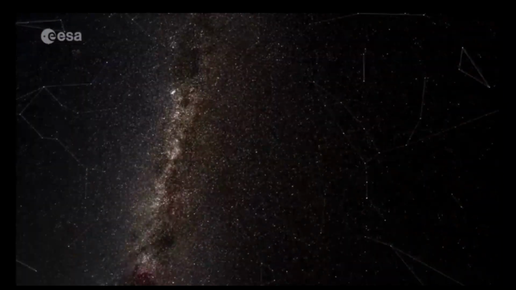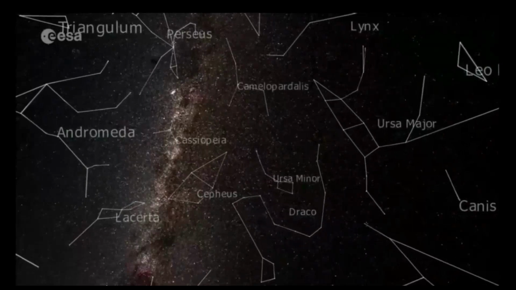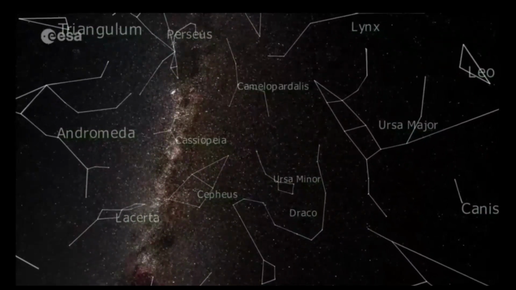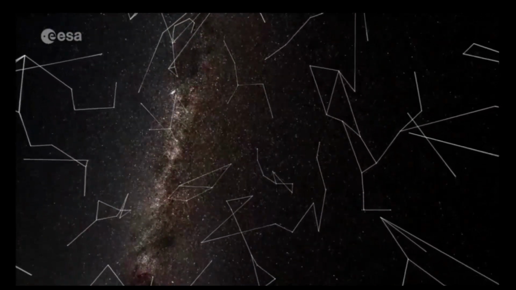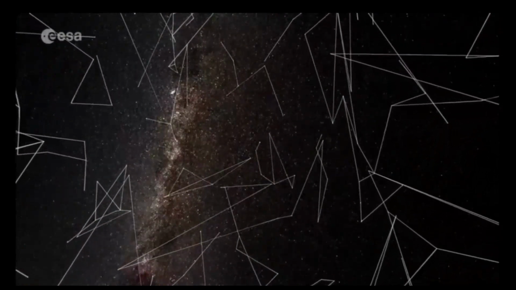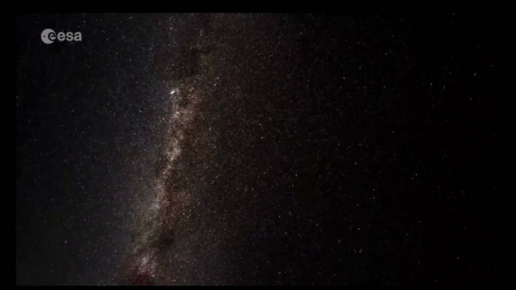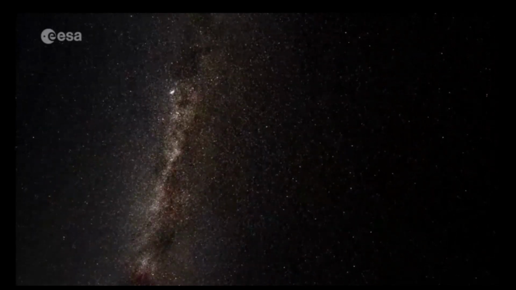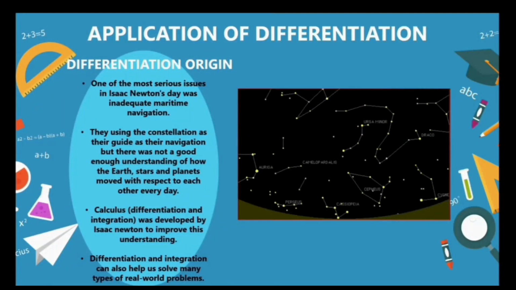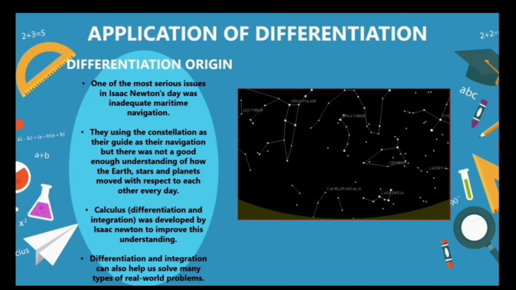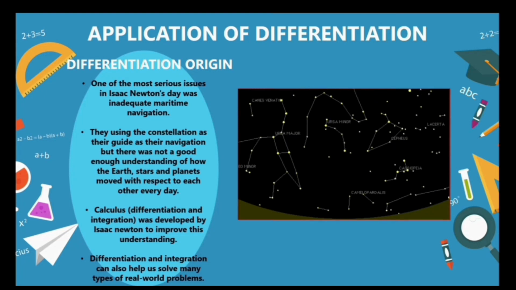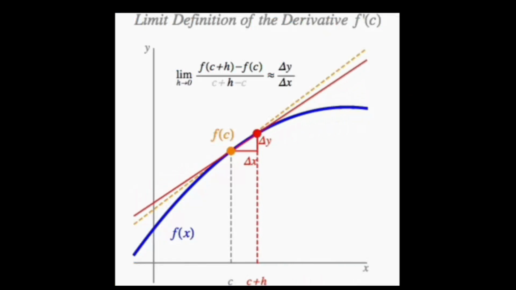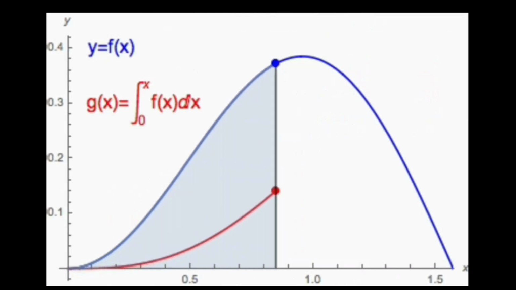One of the most serious issues in Isaac Newton's day was inadequate maritime navigation. They used the constellations for navigation, but there was not a good enough understanding of how the Earth, stars, and planets move with respect to each other every day. To solve this problem, differentiation and integration were developed by Isaac Newton to improve this understanding. Differentiation and integration can also help us solve many types of real-world problems.